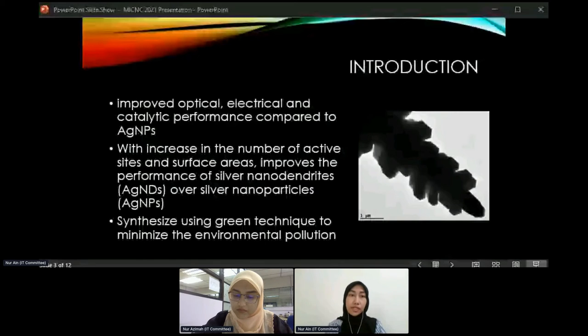Synthesis of silver nanodendrites by green techniques was chosen in order to minimize environmental pollution. We use non-toxic chemicals in synthesizing silver nanodendrites, with environmentally friendly solvent and renewable materials. We also investigate the optical and thermal effect of silver nanodendrites using different concentrations.